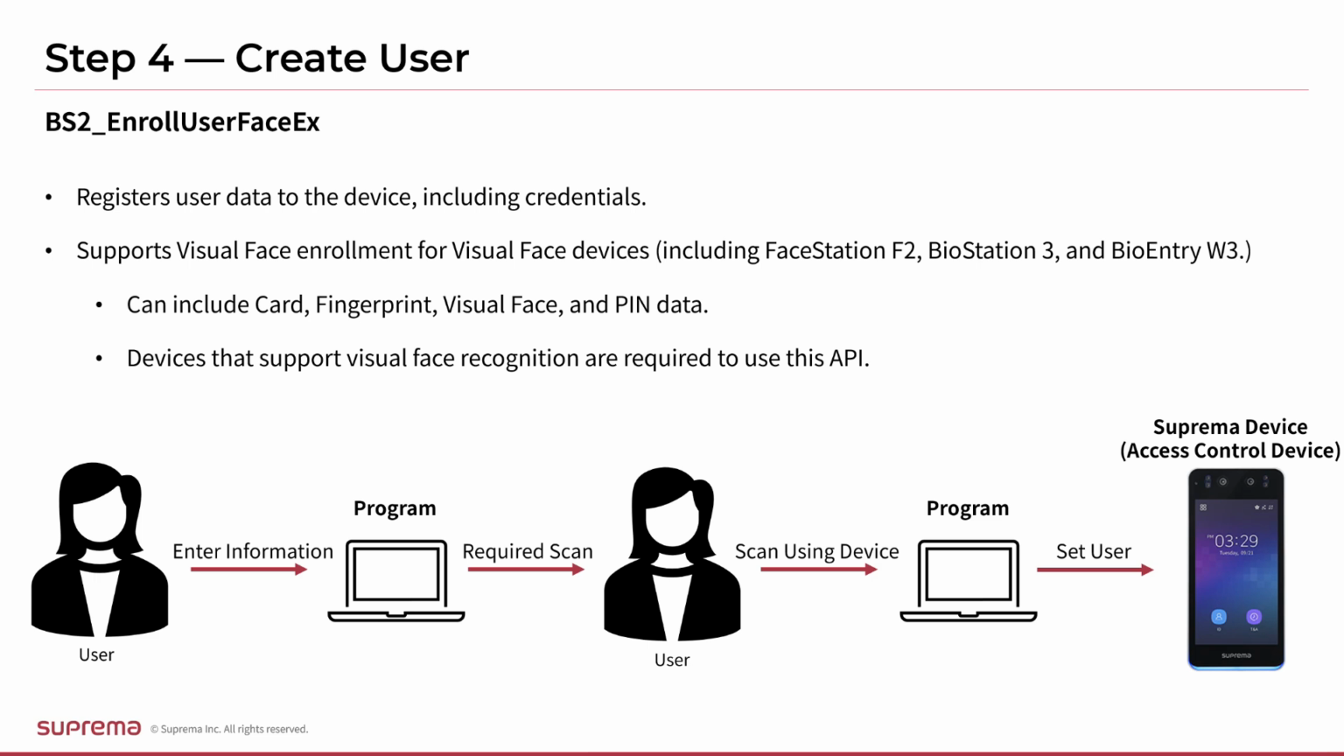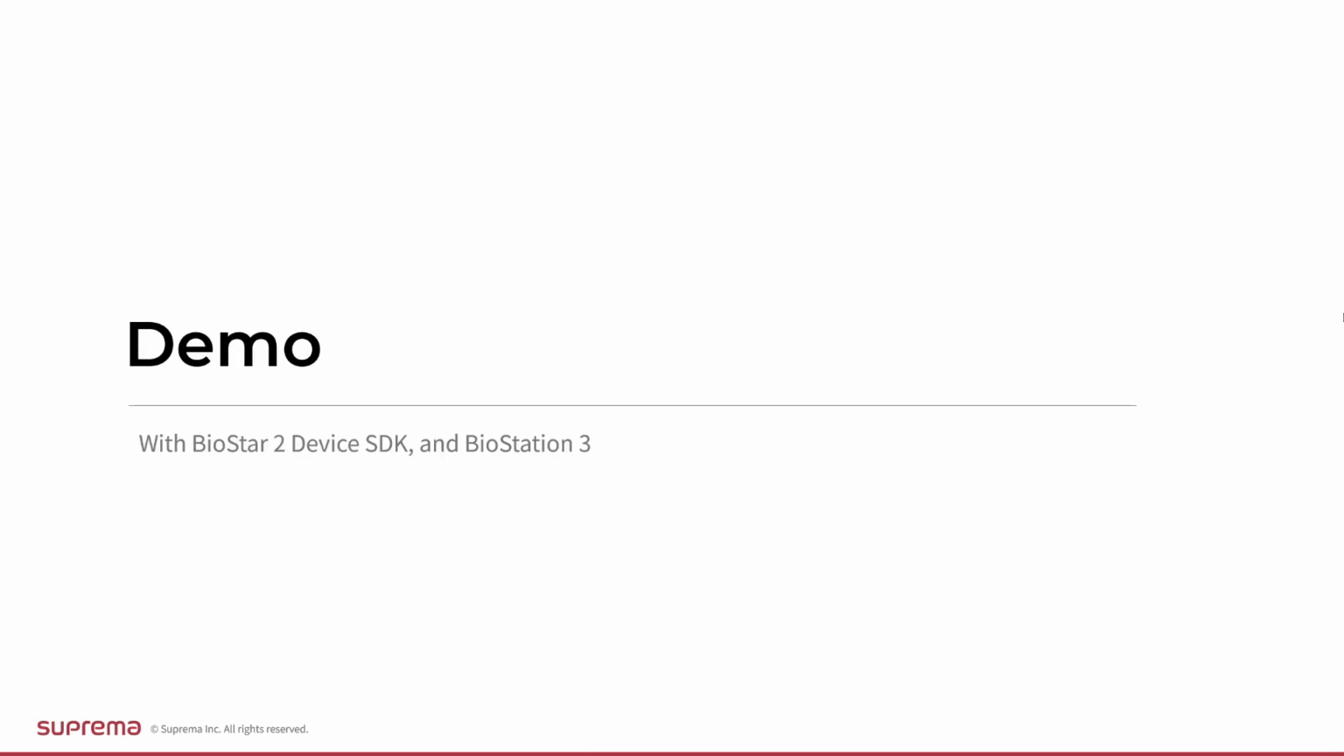Finally, once the struct is complete with all user information and credentials, you call BS2 enroll user face EX to send everything to the device. And that's it. The user is now fully enrolled and ready to access the doors. So that covers basic access control using the BioStar 2 Device SDK.